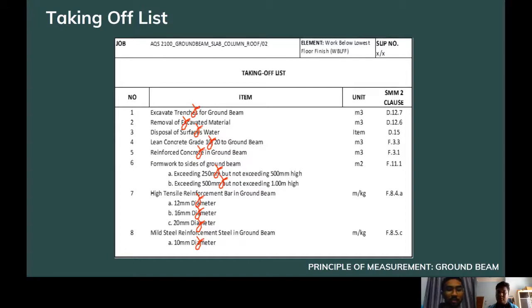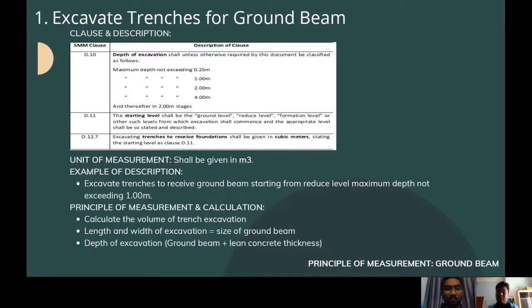In practice, these items will be listed on the first page of the measurement as the taking off list, in order to prevent the calculation of any item from being omitted. This practice also allows the surveyors to recognize the status of the items by crossing off the items that have been measured. Next.